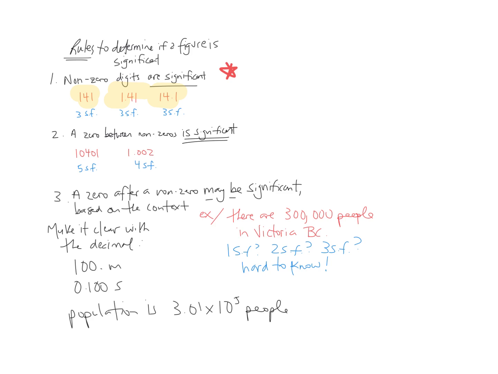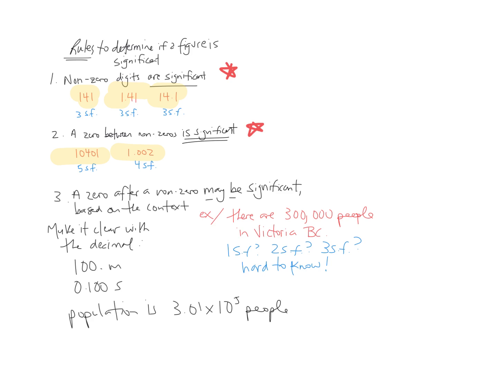The second rule is that a zero between non-zeros is significant. This rule is telling us that if you have a 0 sandwiched between non-zero digits, like in the case of 10,401, that would be 5 significant figures. Likewise, no matter where the decimal is, if it's like 1.002, then that's a 4 significant figure number.